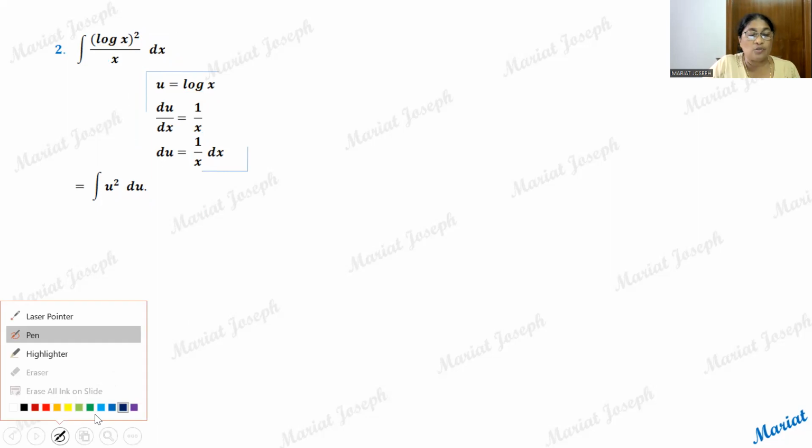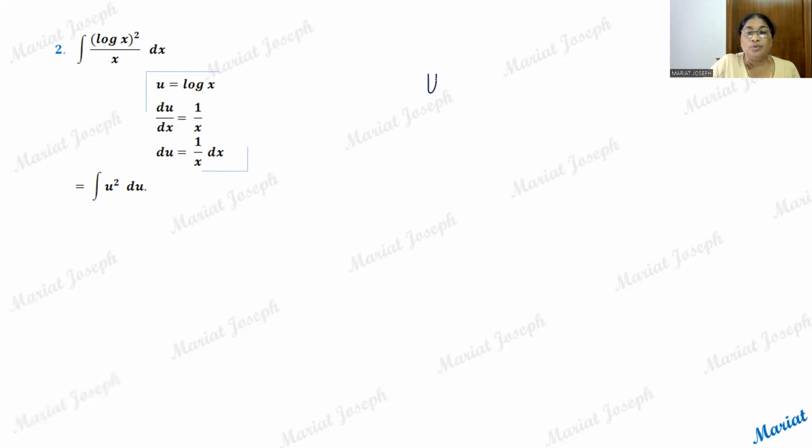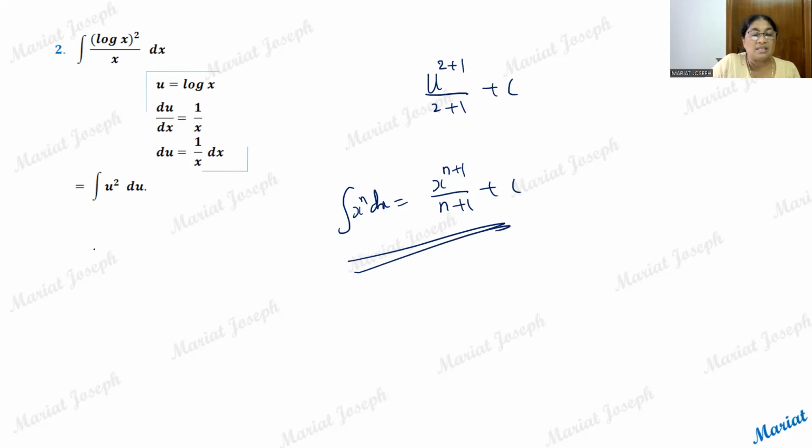Now what's the integral of u square? u raised to the power 2 plus 1 upon 2 plus 1. The formula is x raised to the power n plus 1 upon n plus 1. That is the integral formula for x raised to the power n. Using that, this integral will be u raised to the power 3 upon 3. 2 plus 1 is 3.